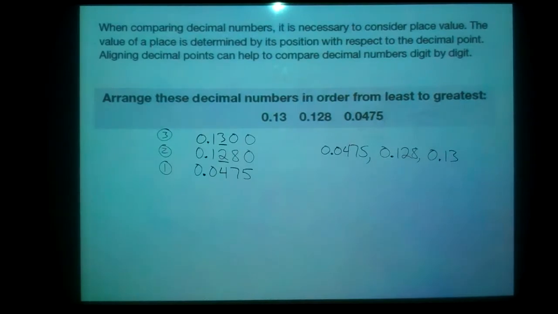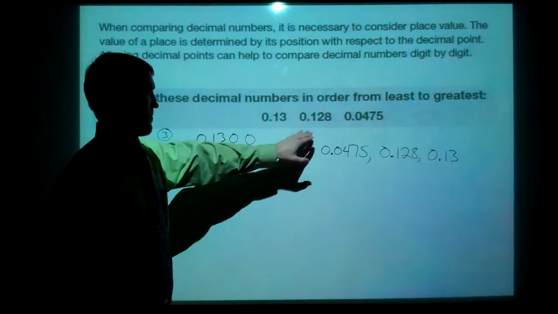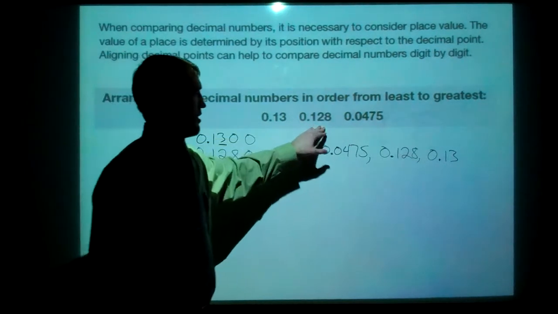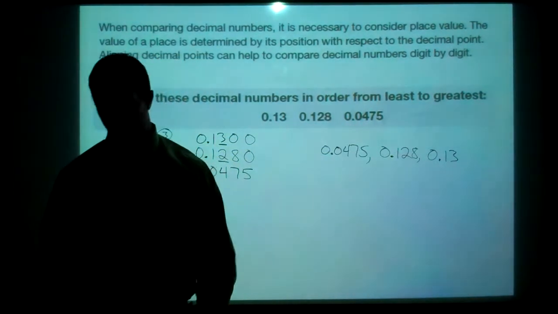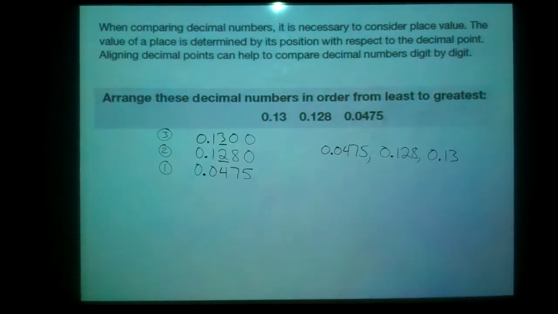If we were to turn these into percents, this would be 13%, this would be 12.8%, this would be 4.75%, just moving our decimal spot over. So that's another way we could have looked at it.